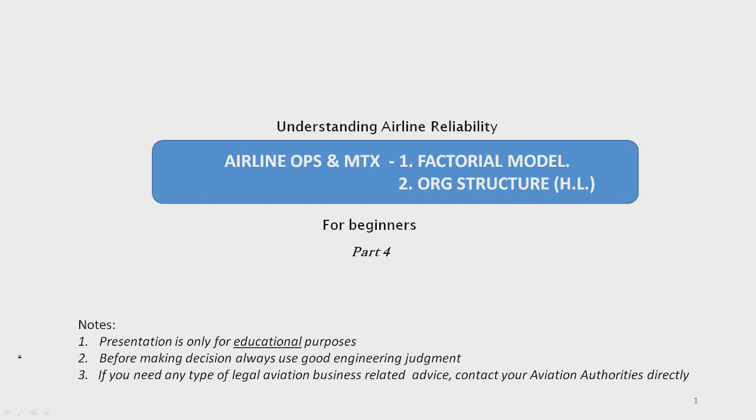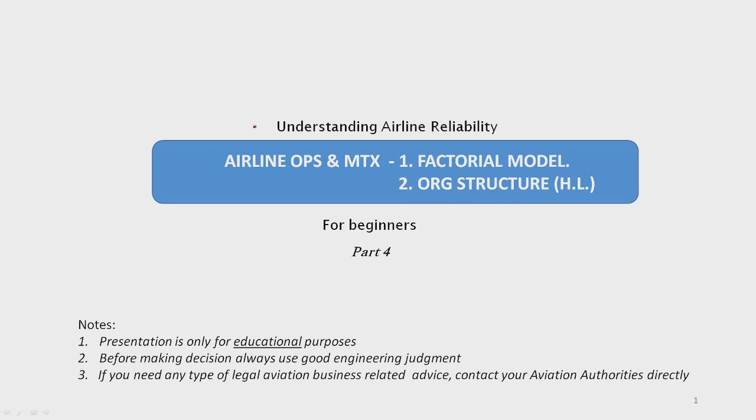Hello and welcome to Understanding Airline Reliability for Beginners, Part 4. Today's subject is Airline Operations and Maintenance, Part 1, Factorial Model, Part 2, Organizational Structure, High Level.